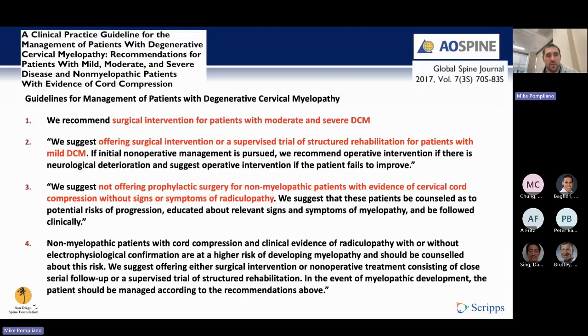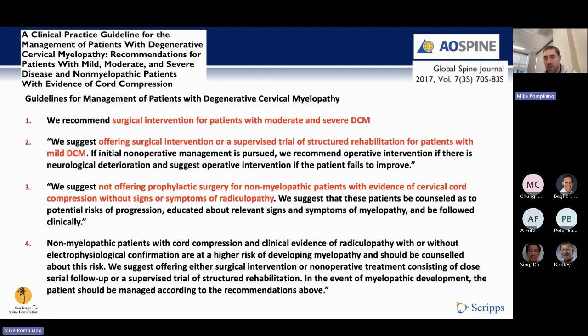In conclusion, the guidelines for management from the AO Spine recommend surgical intervention for moderate and severe disease. Like we talked about earlier, the milder disease is a little bit more controversial. They recommend offering surgical intervention or a supervised trial of structured rehabilitation for these patients. I think it's important to really counsel them in clinic.